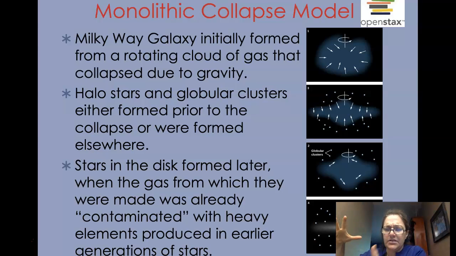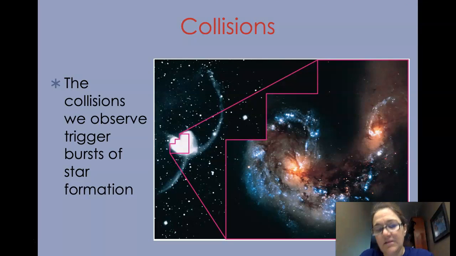So really big stars, remember, big stars live fast, die fast. And so big stars formed, collapsed, supernova, threw metals out into the universe, and then that's when the population of stars that we see in the disk actually formed. And so collisions. Well, collisions cause bursts of star formation.